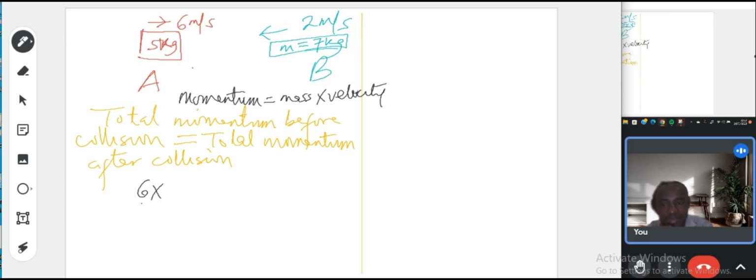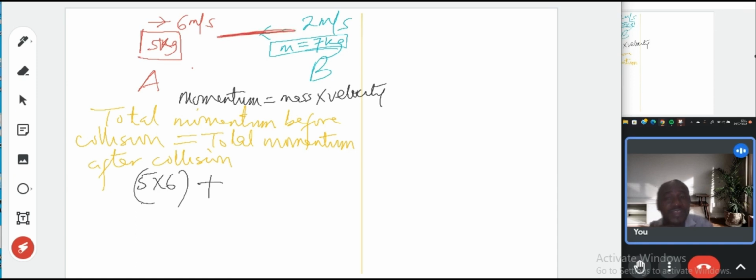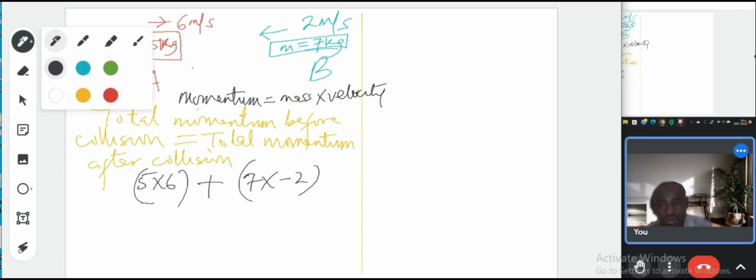So 6 times 5, or 5 times 6 if you like. 5 times 6, that's for A, plus momentum of B. Now, because it is moving in the opposite direction, momentum is a vector quantity. If it is moving in the opposite direction, you have to use negative for the velocity, okay? So 7 times minus 2. The reason is because it's moving in the opposite direction, okay? So this is total before.